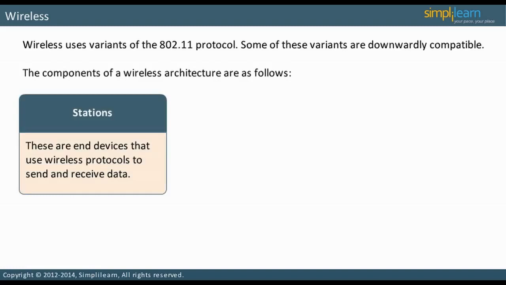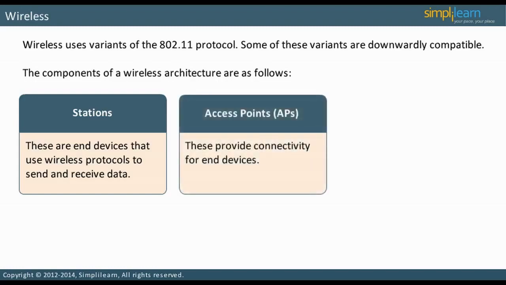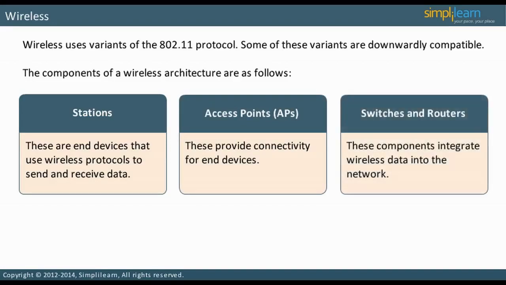There are stations, which are end devices, such as PCs that use wireless protocols to send and receive data. The next component is the access point, or AP, which provides the connectivity for the end devices. Switches and routers are also components in integrating wireless data into the network. In the next slide, let us discuss distributed coordination function.